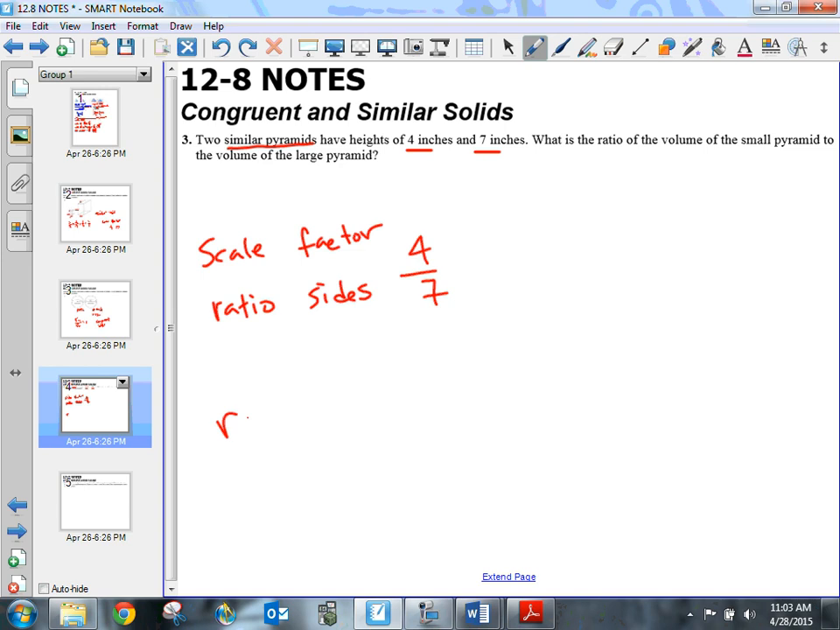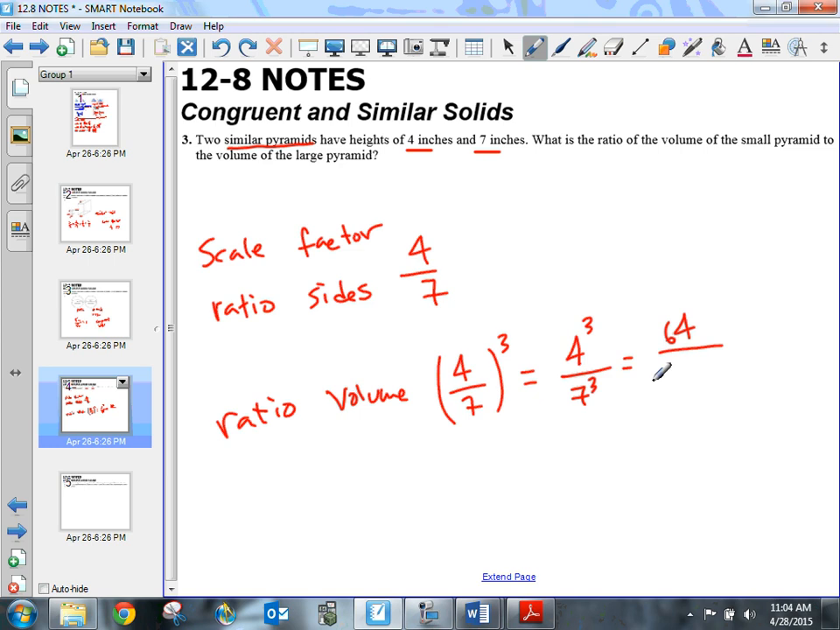So then if I wanted to find the ratio of their volume, then I would simply just take 4 over 7, and I would cube the whole thing. Now, when I cube a fraction, that means I'm going to take the numerator cubed and divide it by the denominator cubed. All right, and if I take 4 cubed, and that's 4 times 4 times 4, then I'm going to get 64, and then if I take 7 cubed in my calculator, then I get 343. And this is my answer. Okay, this is the ratio of our volume. I take my ratio of side lengths and I cube it, and that's what I get.